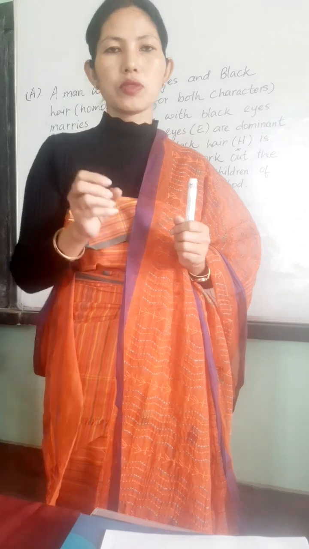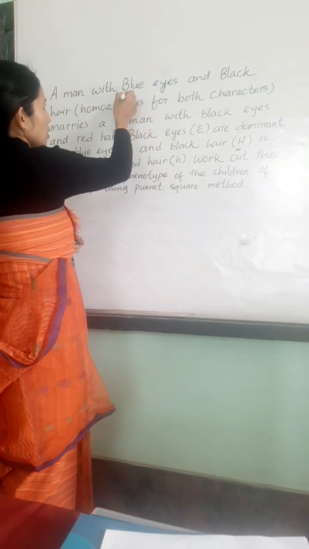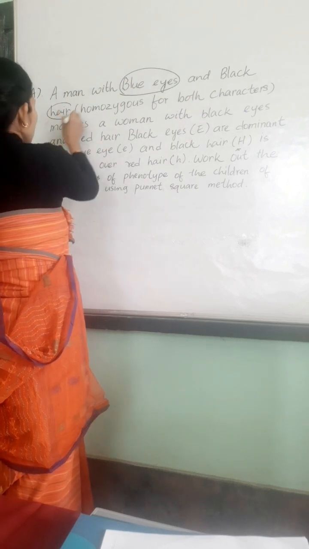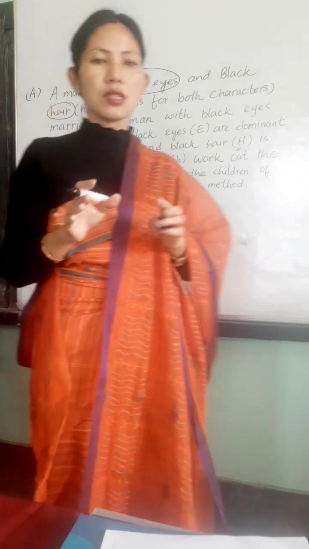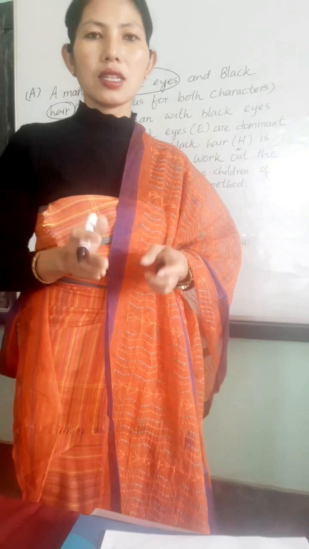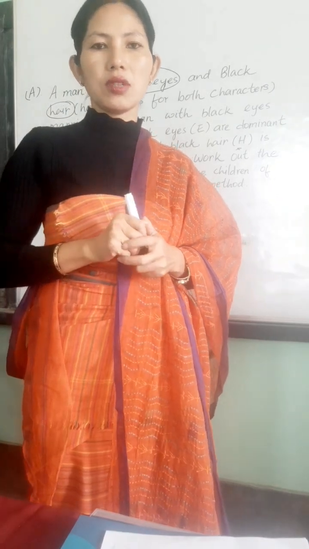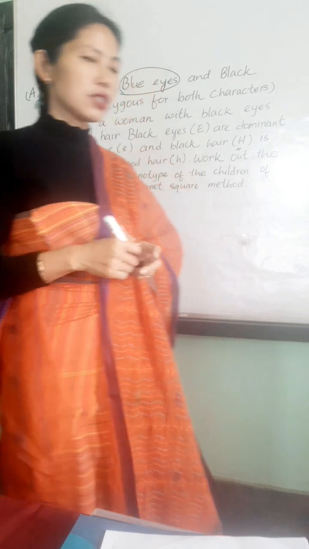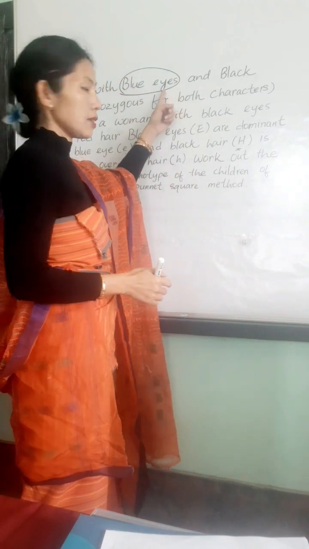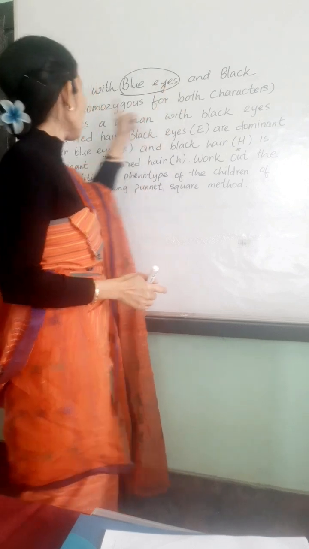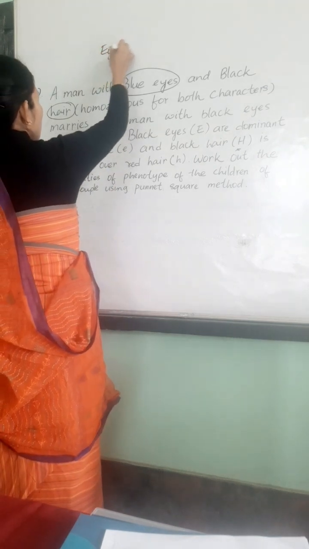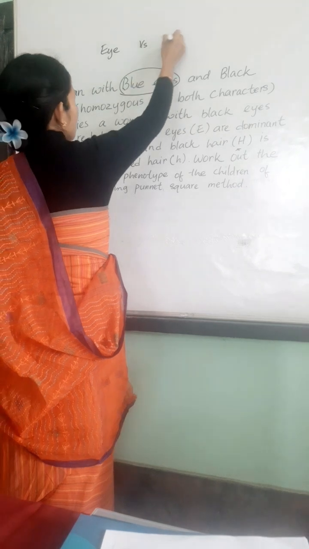For example, in this question, one is discussing blue eyes and black hair. So in both cases it is about color. Some might think it is a monohybrid cross, as in both conditions the color is mentioned, but you have to read the next word again, which is eye. So one is eye and the other one is hair. So there is a comparison between eye versus hair.